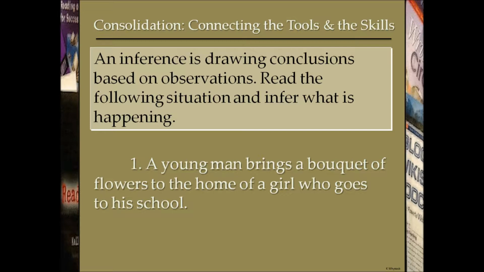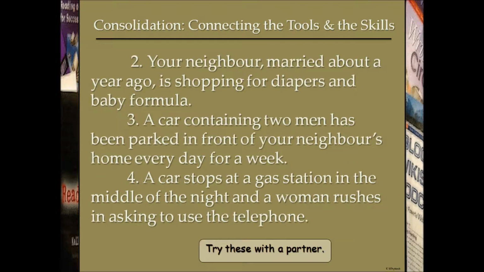So flowers are my text base. That's what I'm building my inference on. I know that the bouquet of flowers has special meaning, and because it's a boy and girl and they know each other previously from school, I can infer that he's asking her out on a date or there's a romance between them. Let's give you guys time to practice. Here's 3 more situations. I want you to try these with a partner.